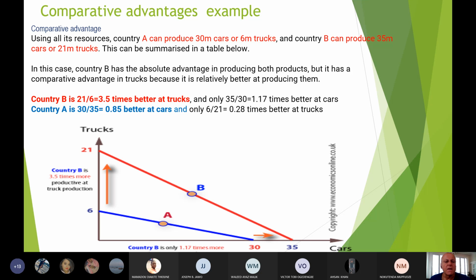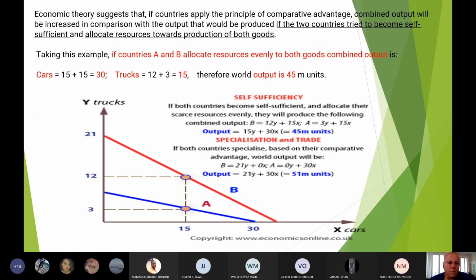And country B is 3.5 times better at truck production compared to cars, because the relative cost advantage in car production is only 1.17. This means country B becomes the trade partner in truck production and trade, and country A becomes the trade partner in car production and the producer for the international market.